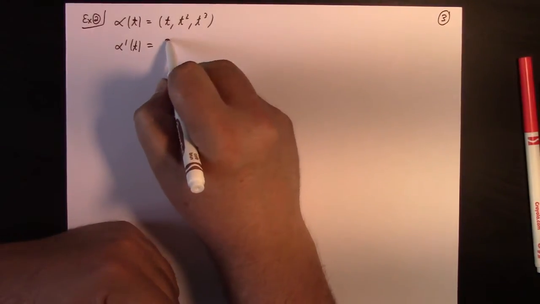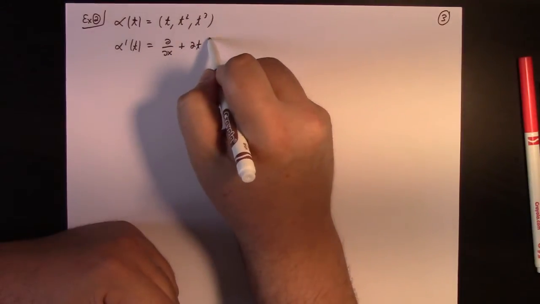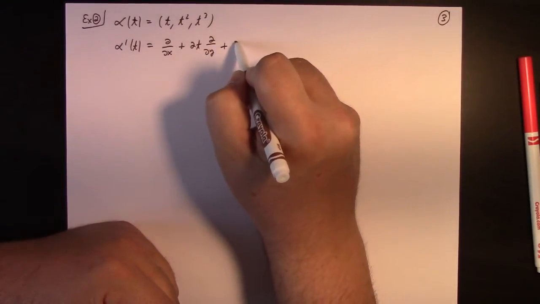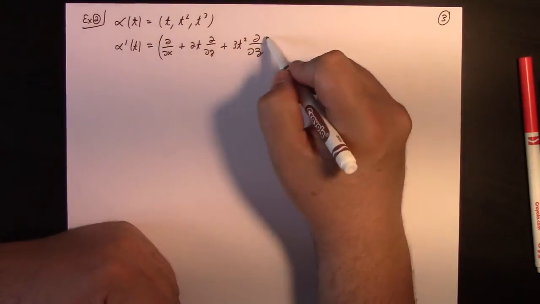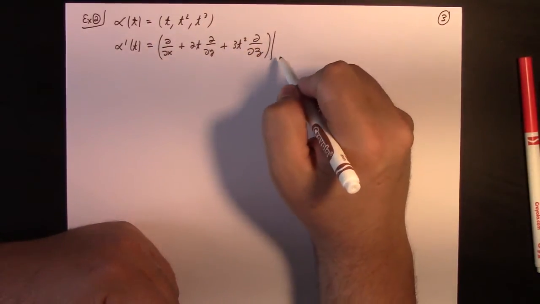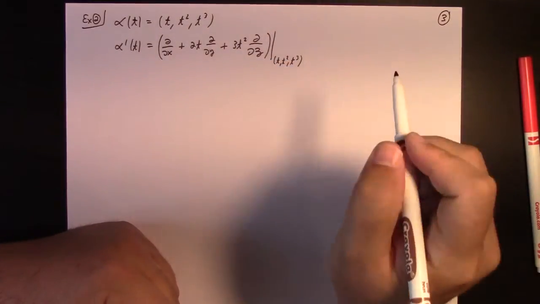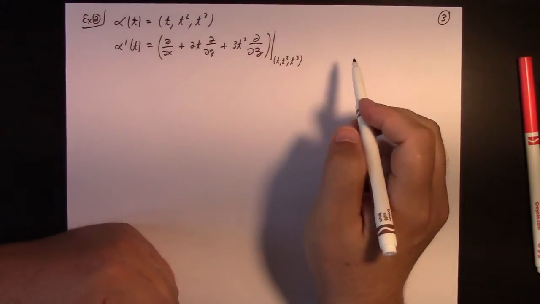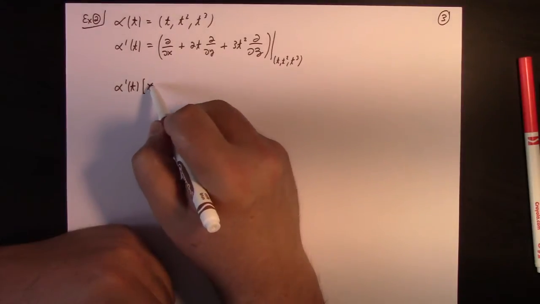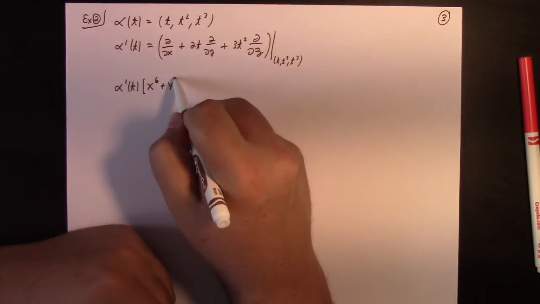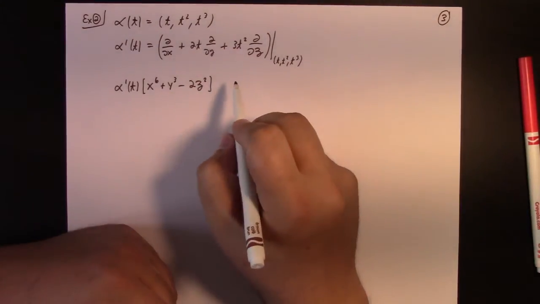is, well, partial x plus 2t partial y plus 3t squared partial z. All right, all of that is evaluated at the point alpha of t, which by the way is t, t squared, t cubed. All right, great. And for kicks, we could look at how alpha prime of t acts on the function x to the sixth plus y cubed minus 2z squared. All right. Let's see, so how's that going to go?